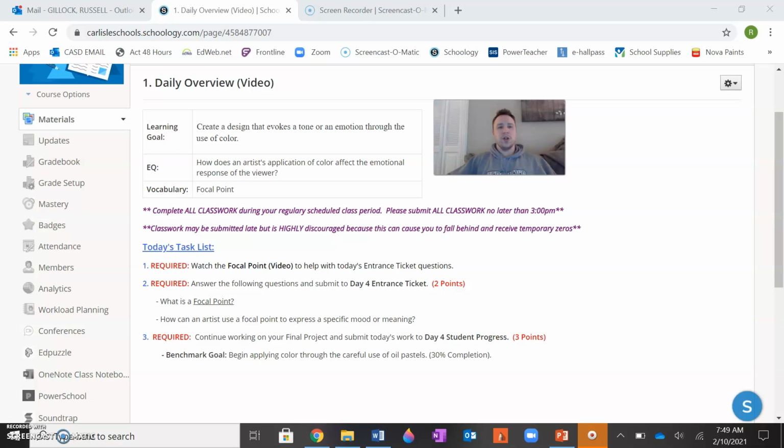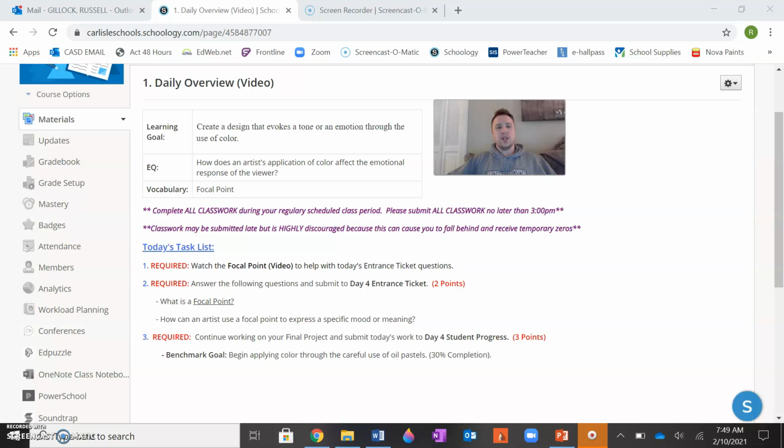So, just to review your learning goal, we are creating a design that evokes a tone or an emotion through the use of color. You should have already chosen your emotion first, then your subject, what you're going to draw, then the action, what the subject was going to be doing, and then lastly the color choice while looking at color psychology to choose colors that represent certain emotions.